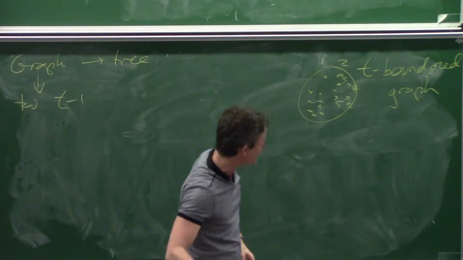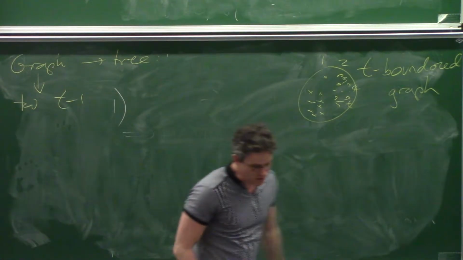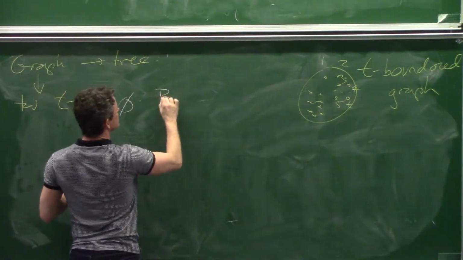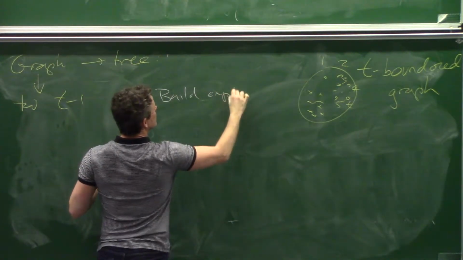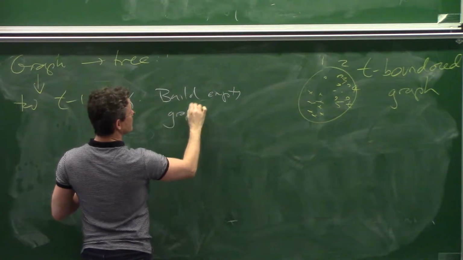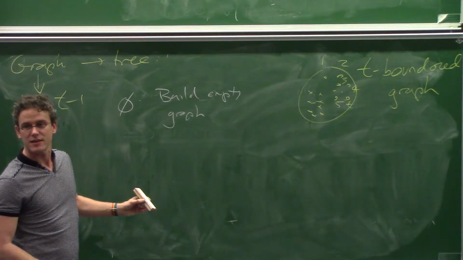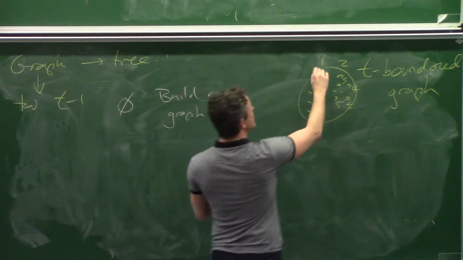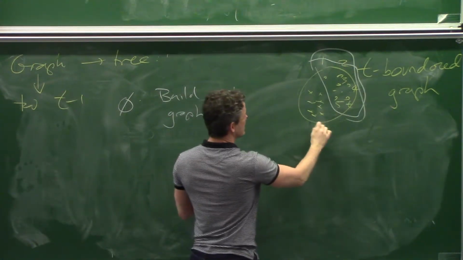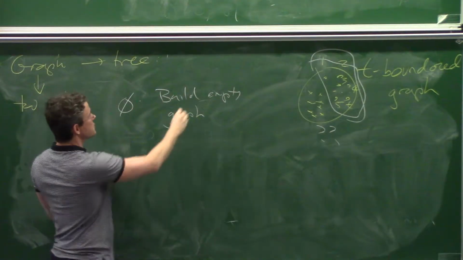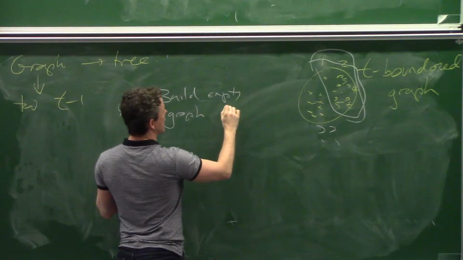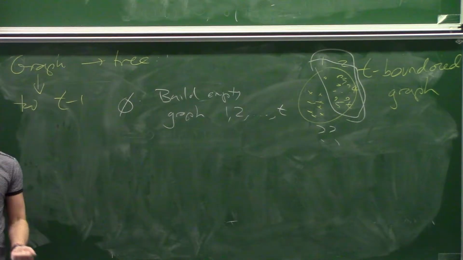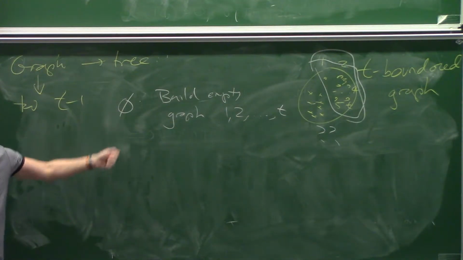So the way you build your graph is using the following instructions. You've got the instruction 5, which just says build an empty t-boundaried graph. So there are t vertices which are labeled with the numbers 1 to t, and everything else is anonymous. So 5 says build an empty graph with vertices 1 to t. This is your starting step. You just plonk t vertices down, label them 1 to t, and there's nothing interesting.